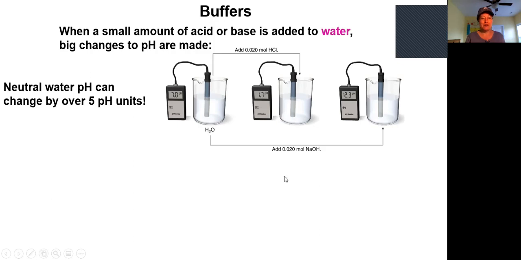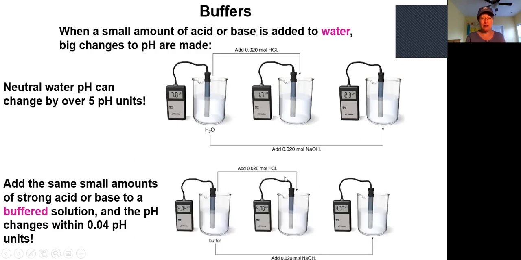Now watch what happens. We're going to use the same small amounts of our strong hydrochloric acid and our strong sodium hydroxide base, the exact same amounts to the exact same amount of solution, but this time there's a buffer in it. It's starting out at 4.74 for its pH. This is the one that has acetic acid and acetate anion in it. Now look what happens. After putting in the strong acid, the pH only dropped by 0.04. So almost no change at all.